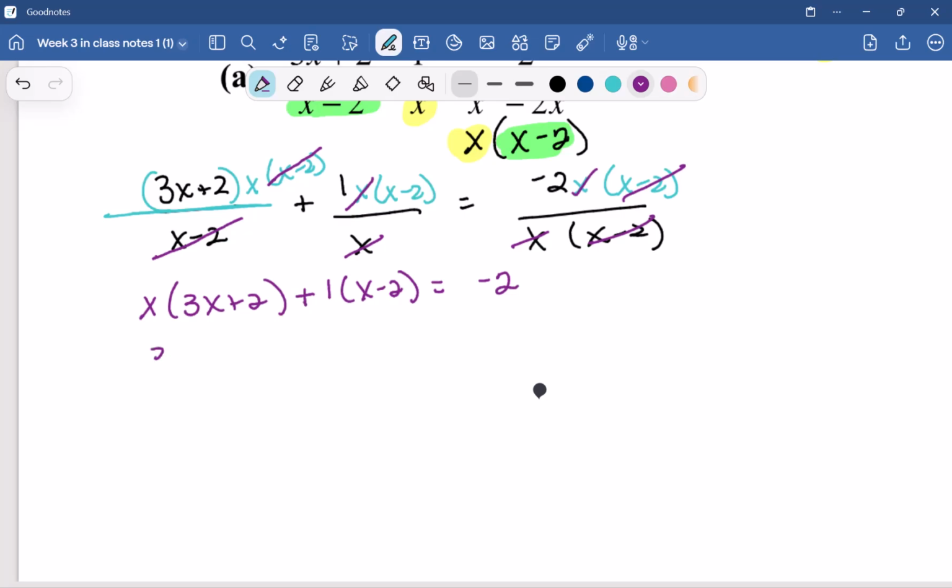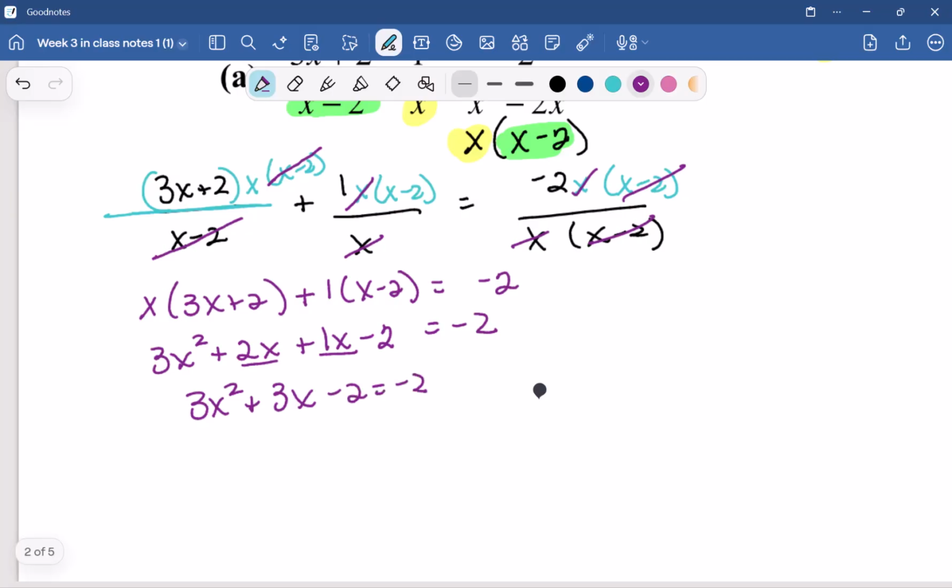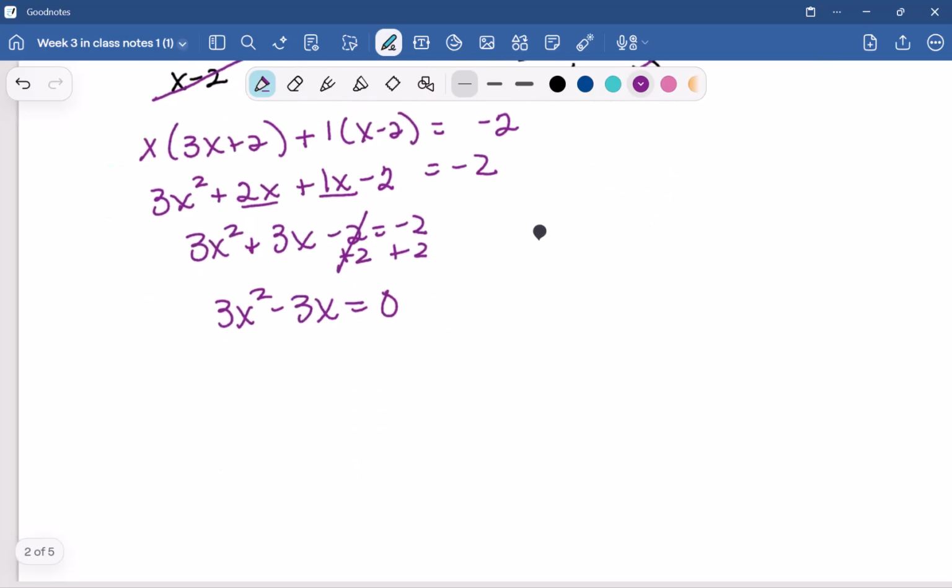Okay. So that's 3x squared plus 2x plus 1x minus 2. Combine like terms. So 3x squared plus 3x minus 2 equals negative 2. I add 2. The 2's cancel. So I have 3x squared minus 3x equals 0. I factor it. What can I factor out of that? I can take out a 3x, and I would have x minus 1.